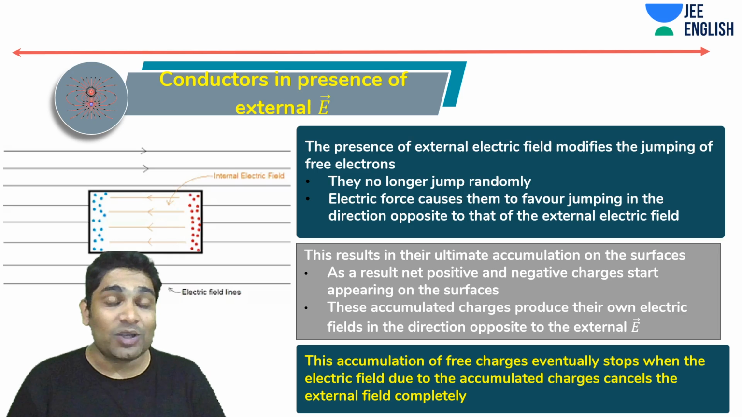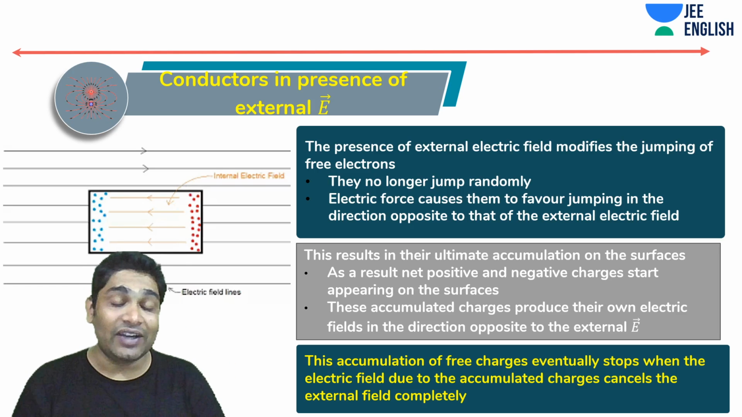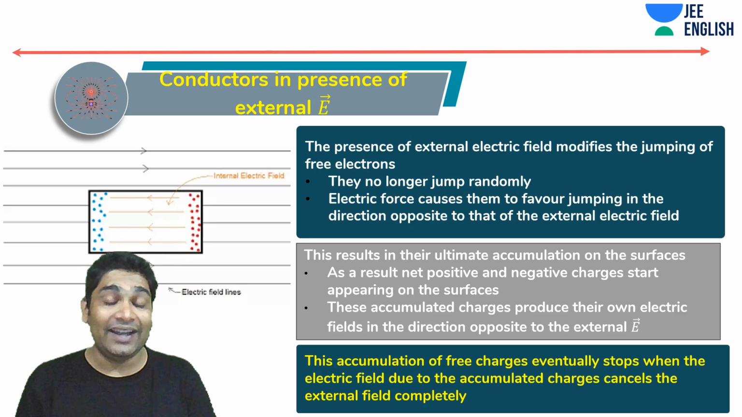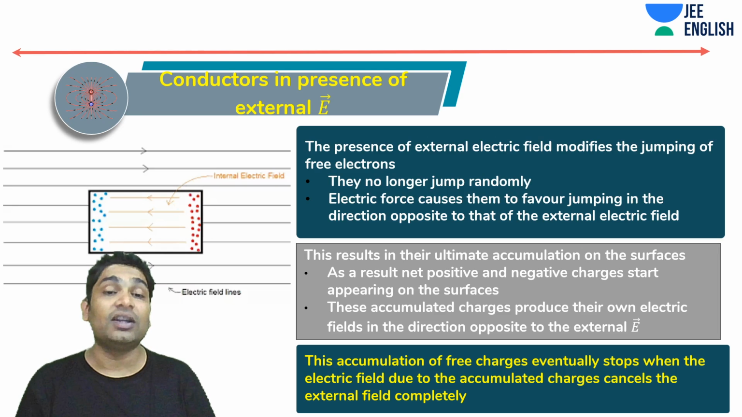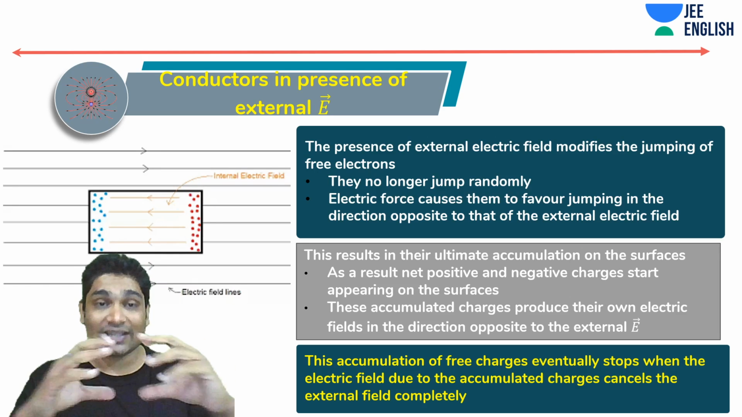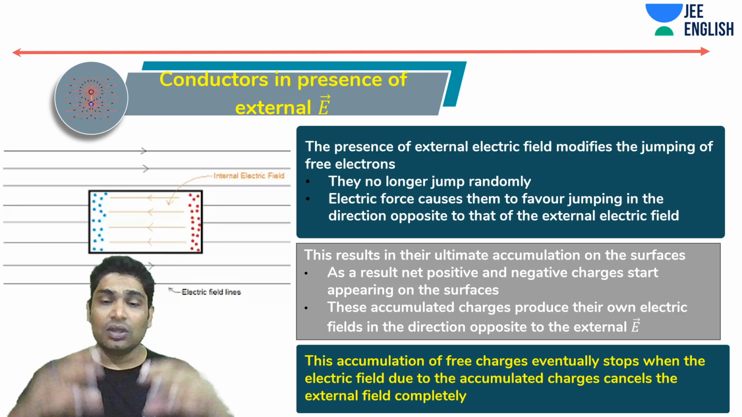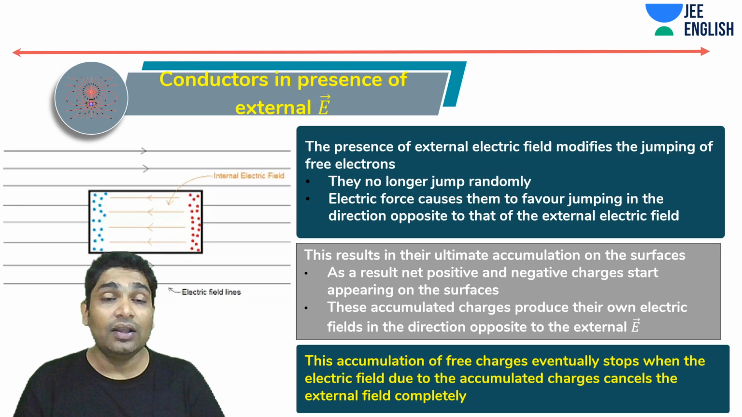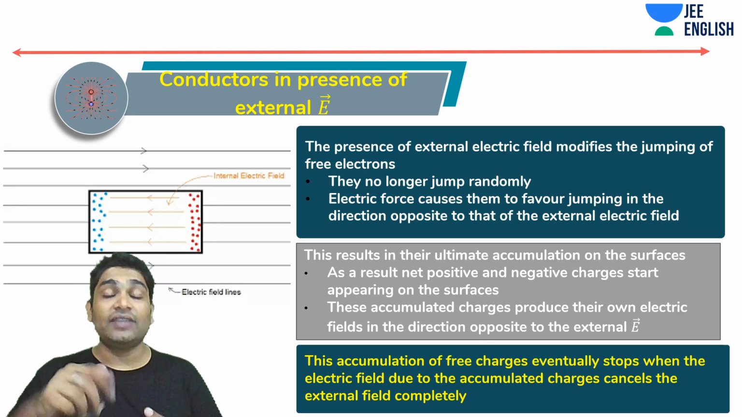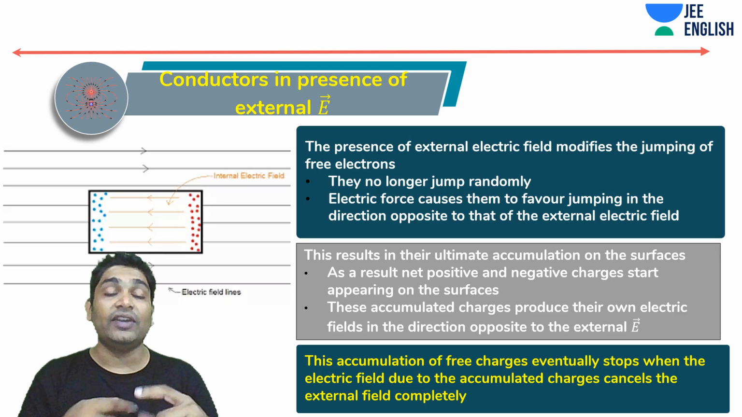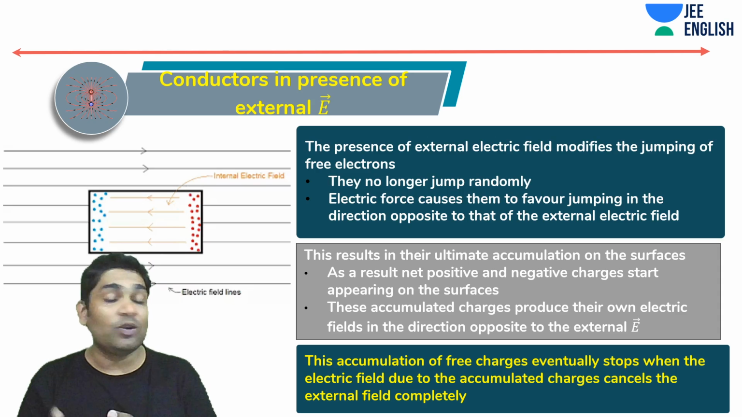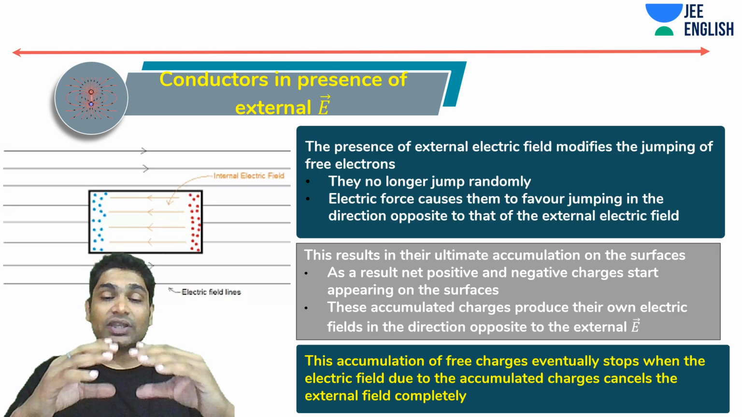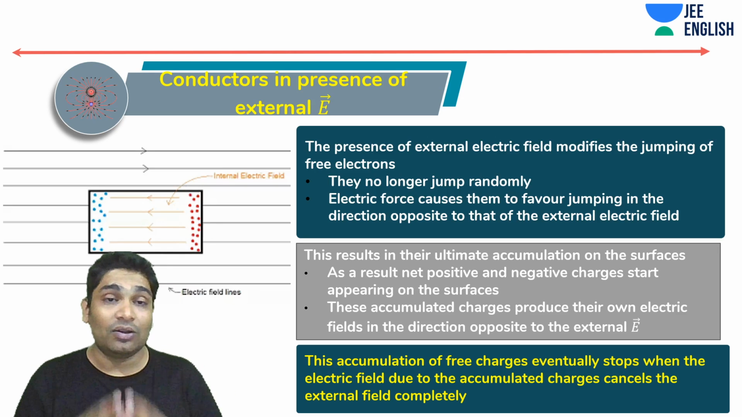And as more and more charges accumulate on these surfaces, this internal electric field keeps on getting stronger and stronger. Eventually, there will come a point when this internal electric field will become strong enough to cancel out the external electric field completely inside the conductor. Now, once this happens, imagine an electron which is somewhere here. This guy will feel no net electrical force, right? Why? Because the force of the external electric field would be cancelled out by the force of the internal electric field. Now, this guy can go back to jumping randomly. And the moment these electrons start to jump randomly again, no more charge transfer is happening to any of the sides.